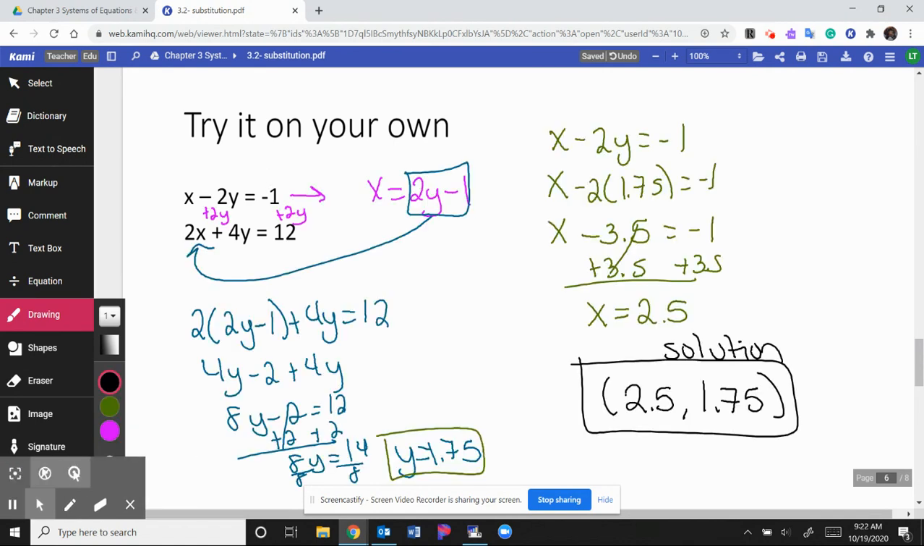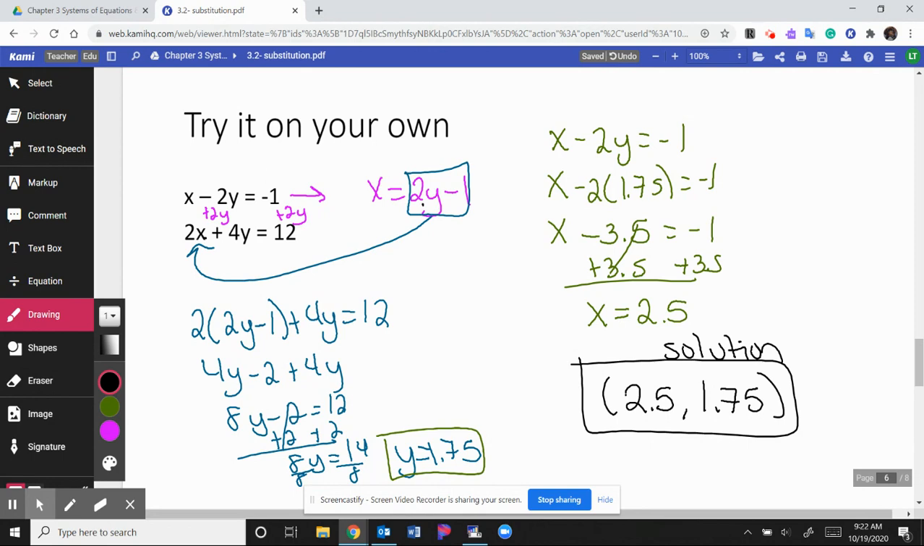All right, so hopefully here you can see you actually paused the video. I decided to take my top equation and get the x by itself. I then substituted that back into the second equation, did all my work here, got y equals 1.75. I then took that y equaling 1.75 and substituted back in. I decided to substitute it back into the first equation here, and I got 2.5. So my solution is 2.5 comma 1.75.